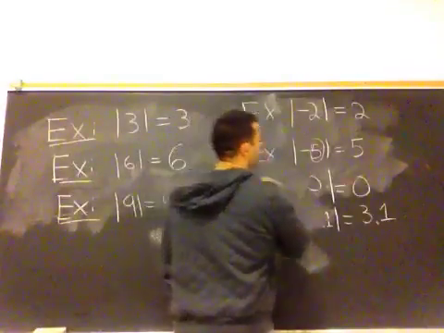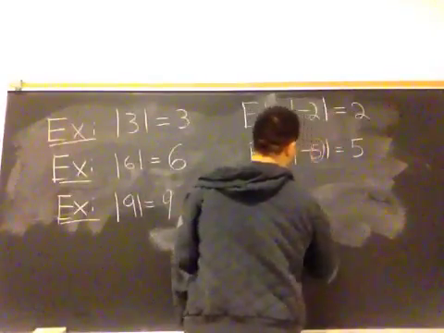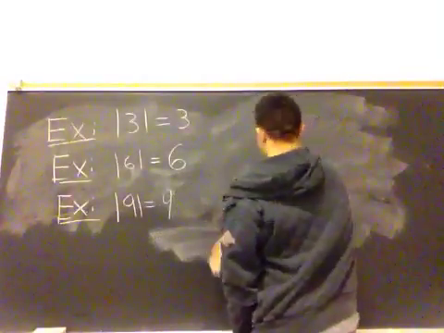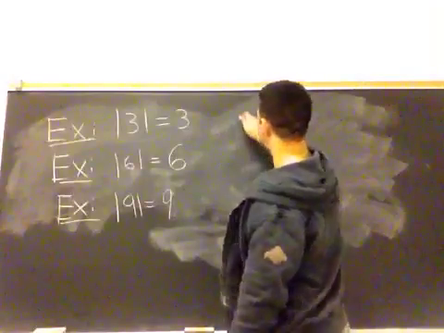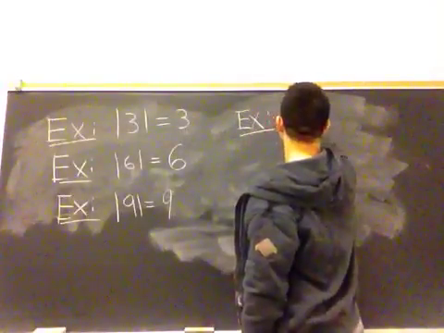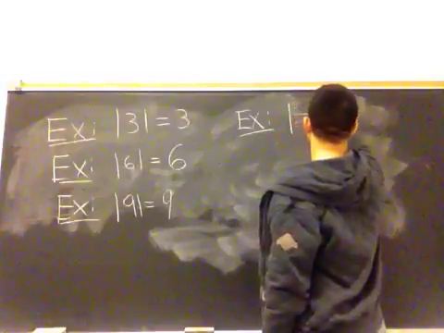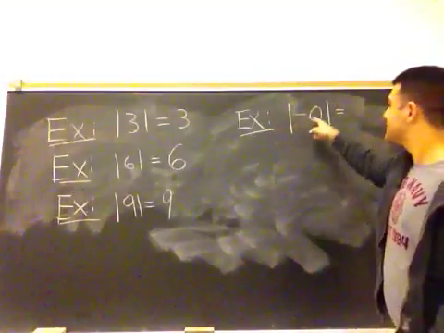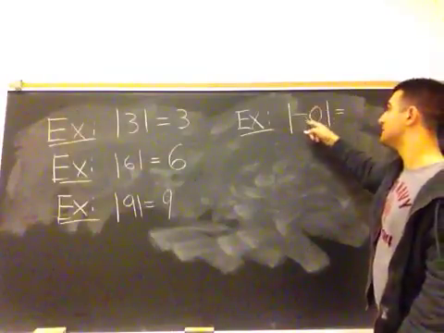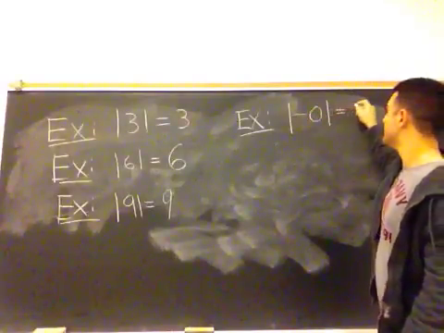Now, let's give you one last example. What if you have this? What if the example says, what is the absolute value of -0? Again, we're only interested in the number. So that would be 0.